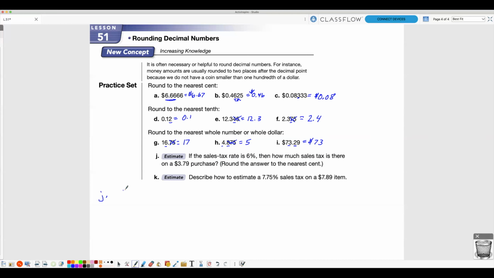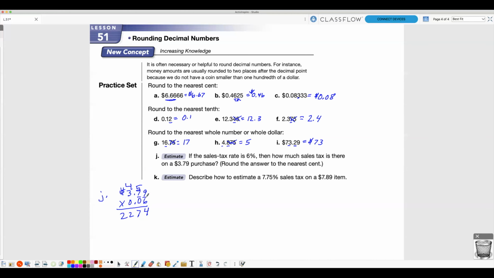You've got $3.79, and you're going to multiply that times 6% as a decimal. That looks like this. And 9 times 6 would be 54. 5 goes up here. 7 times 6 is 42, plus 5 makes 47. 3 times 6 is 18, plus 4 makes 22.